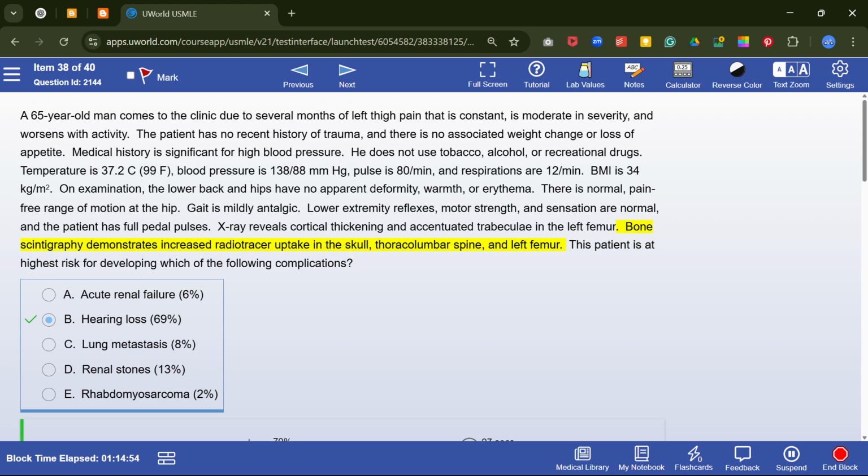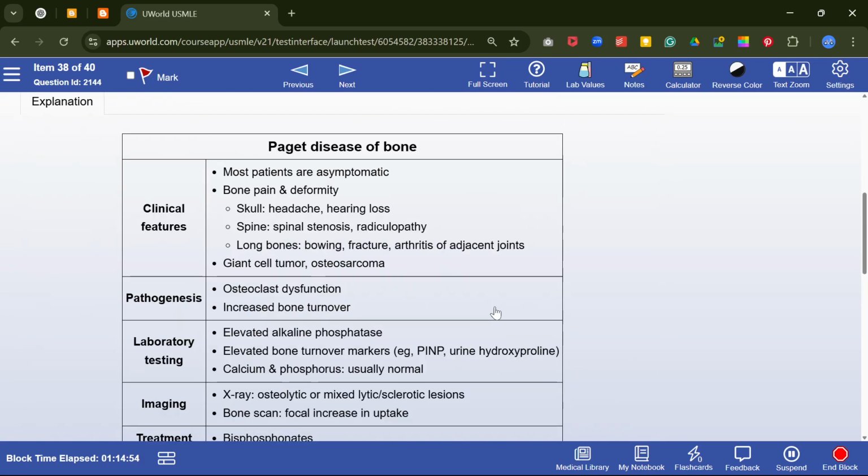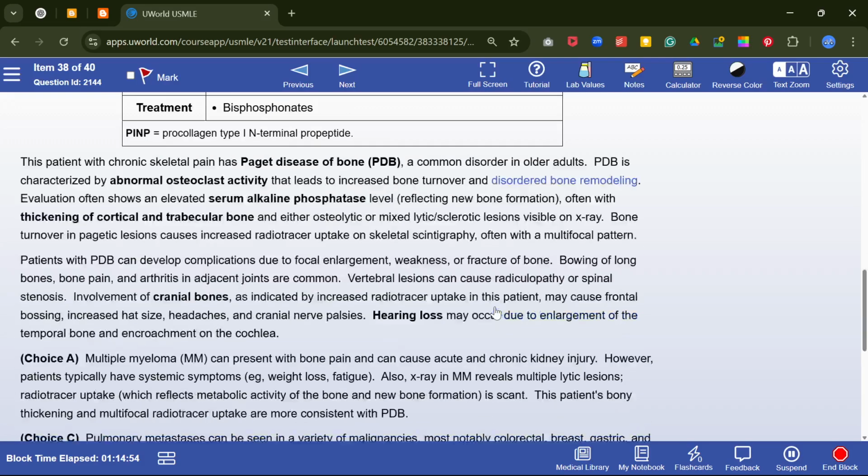Apart from the radiotracer finding, they haven't given anything like isolated ALP. Okay. This patient with chronic skeletal pain has Paget's disease of the bone, a common disorder in older adults.